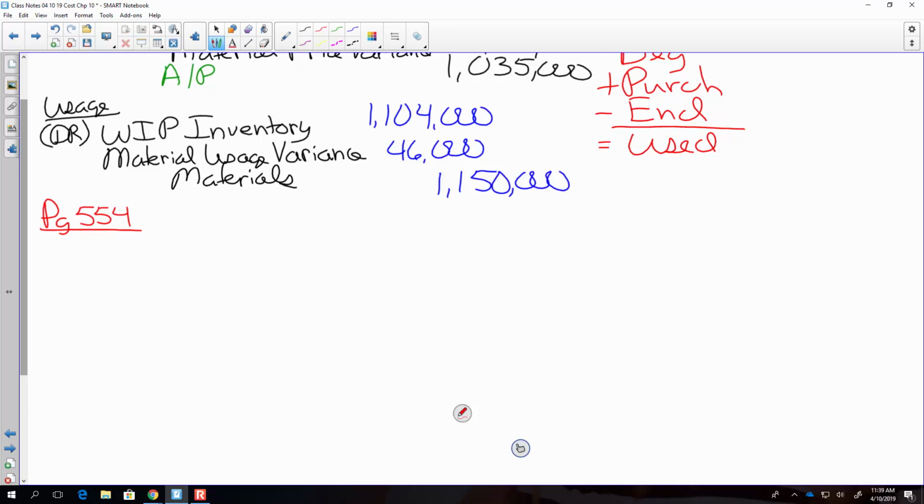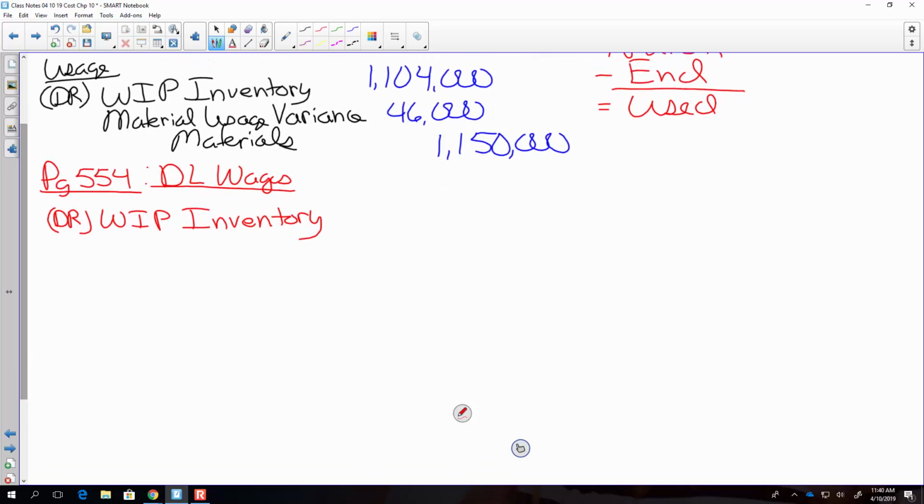So here again, we're talking about direct labor wages that we paid our workforce. Our debit will be to work in process inventory. And skip two lines, because that'll be for our two variances. And then we're going to have wages payable as our credit.